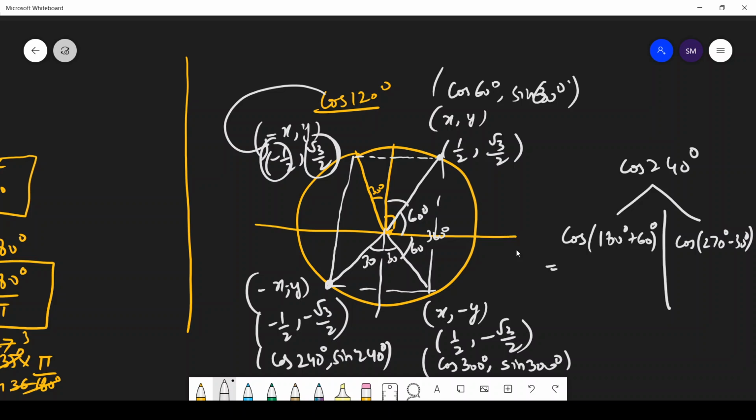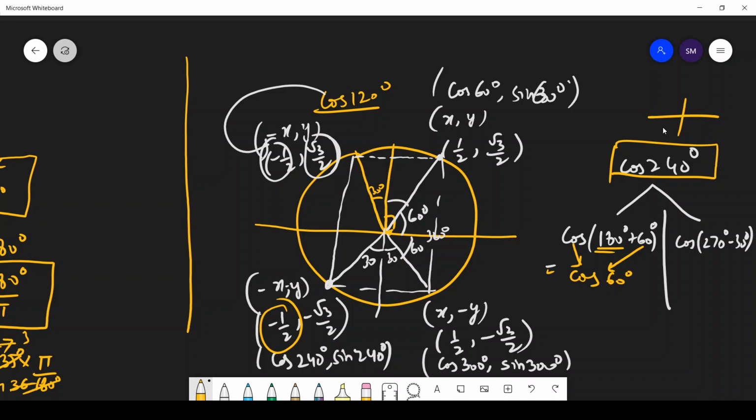Minus 1 by 2. Good. So cos 240 is minus 1 by 2. You have checked it this way also. So here I have 180 degrees, so this cos will remain the same and this angle is 60 degrees. Now, what is cos 240?